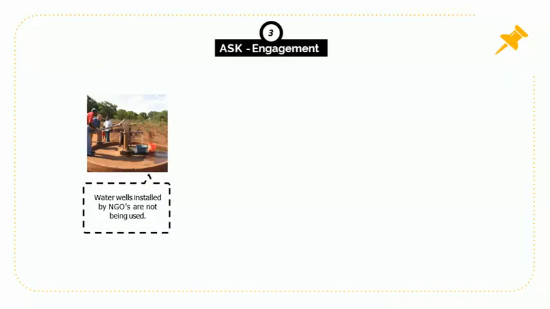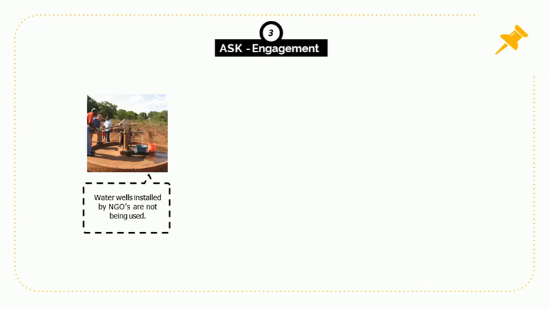On the number third and last, we have the ask engagement approach, and the example over here is the water wells installed by NGO are not being used. You might have seen this post on Facebook and different social networks, and you might get an idea when I am talking about this one. Let's see if you will be accurate about it or not.